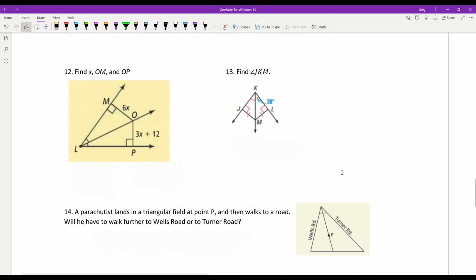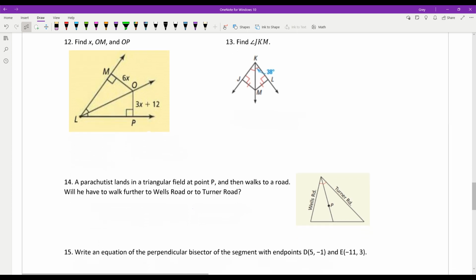So in number 12, it says find X and OM and OP. So I'm looking at my picture. I see these marks down here telling me that those two angles are congruent. So LO is the angle bisector of angle LMP. That means these two distances are equal to each other. So 6x equals 3x plus 12. Subtract 3x. 3x equals 12. And divide by 3. And x equals 4.